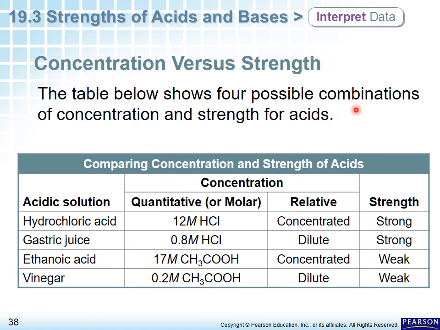Now the table below shows the possible combinations of concentration and strength of acids. Look here, the acidic solutions. Hydrochloric acid, 12 molar HCl, is relatively concentrated and its strength is strong. Gastric juice, 0.8 molar HCl, is dilute, and its strength is strong. Why? Because HCl is a strong acid. Ethanoic acid, 17 molar, is concentrated, as I told you, and its strength is weak. And vinegar, 0.2 molar, is dilute, but it is also a weak acid.